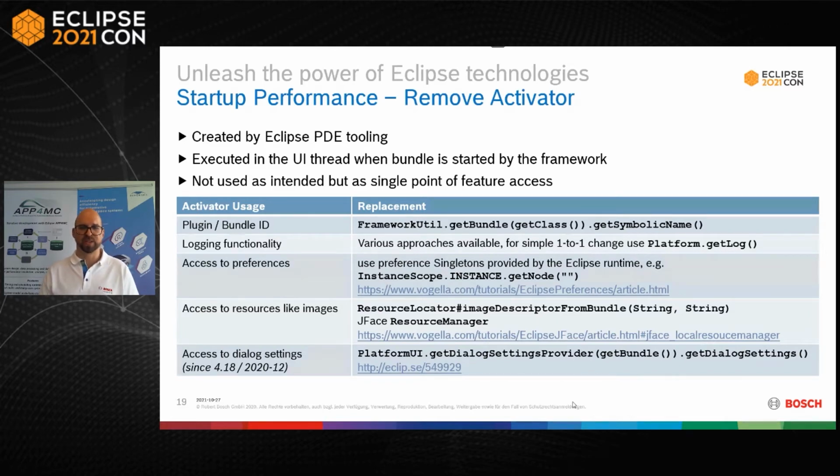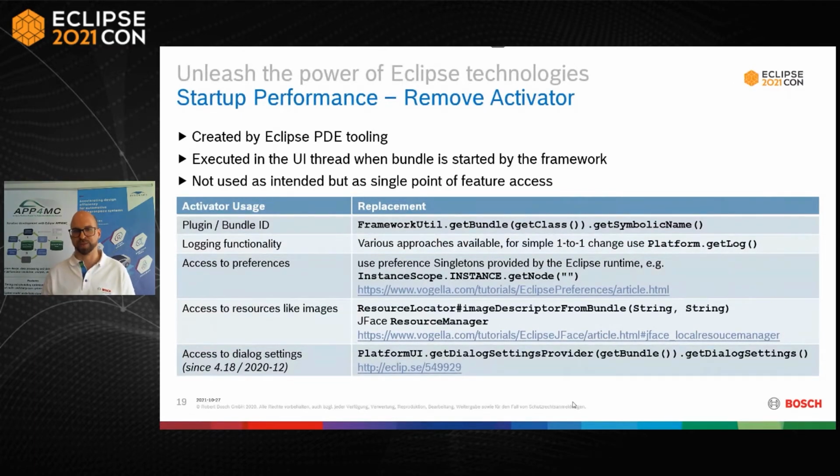Over the past years, there have been a lot of replacements in the Eclipse platform that help you get rid of these activator patterns. For example, you can use the FrameworkUtil from the OSGi bundles. You can use common logging facilities. There is, for example, Platform.getLog, which is actually even used when you use the activator approach. For accessing preferences, there are the scopes that you can use.